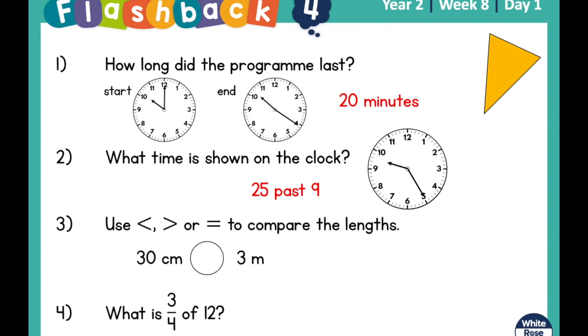Question 3, use the less than, greater than, or equal to sign to compare the lengths. 30 centimetres is less than or smaller than 3 metres. And lastly, what is 3/4 of 12? The answer is 9. All right, let's have a look at today's lesson.